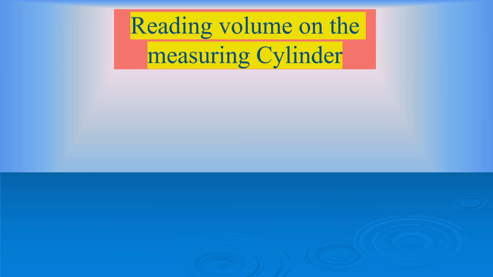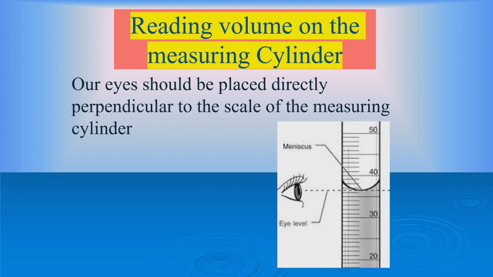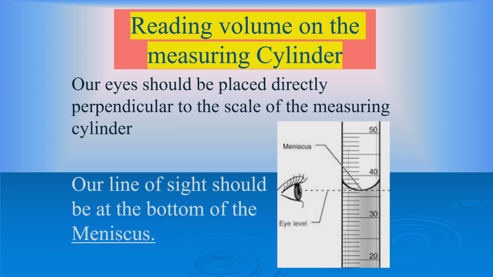We will now show you how we should take a reading on a measuring cylinder. First of all, our eyes should be placed directly perpendicular to the scale of the measuring cylinder. Secondly, our line of sight should be at the bottom of the meniscus, as shown in our diagram.